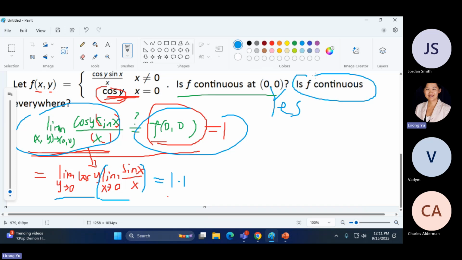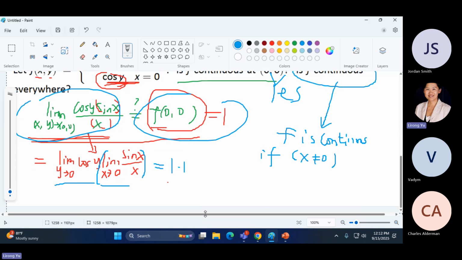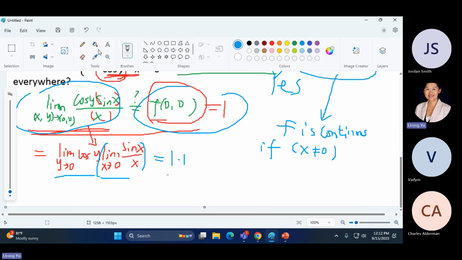The second question is whether the function is continuous everywhere. The function f is definitely continuous whenever x is not 0. You can see the first definition already gives continuity when x is not 0. Now what about when x equals 0? Let's see if there's continuity there.